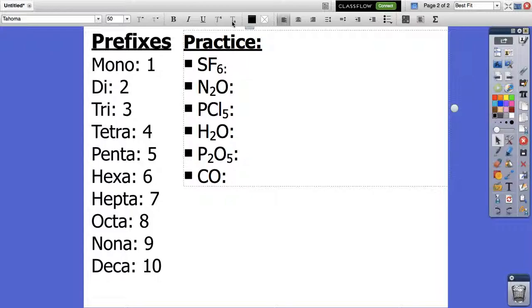So let's go ahead and take a look at this first one, SF6. We see sulfur, and we see that it only has one atom of sulfur. So in this situation, when it's only one on the first element, you do not include the prefix mono. We see that it has 6 fluorine atoms, and the prefix for 6 is hexa. And the thing you have to remember on these is to add that IDE there at the end. Don't forget to add that IDE.